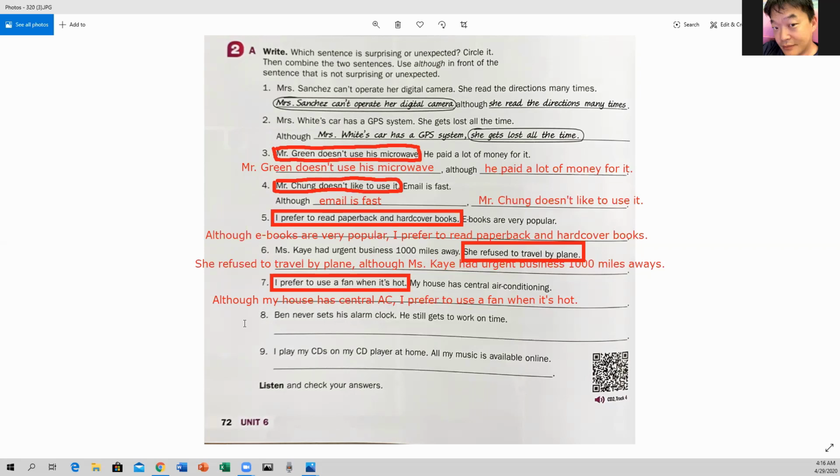Number 8. Ben never sets his alarm clock. He still gets to work on time. Ben never sets his alarm clock. He still gets to work on time. So, which one is the unexpected? He still gets to work on time. That's the surprising thing, right? Why? Because he never sets his alarm. So the sentence is like this.